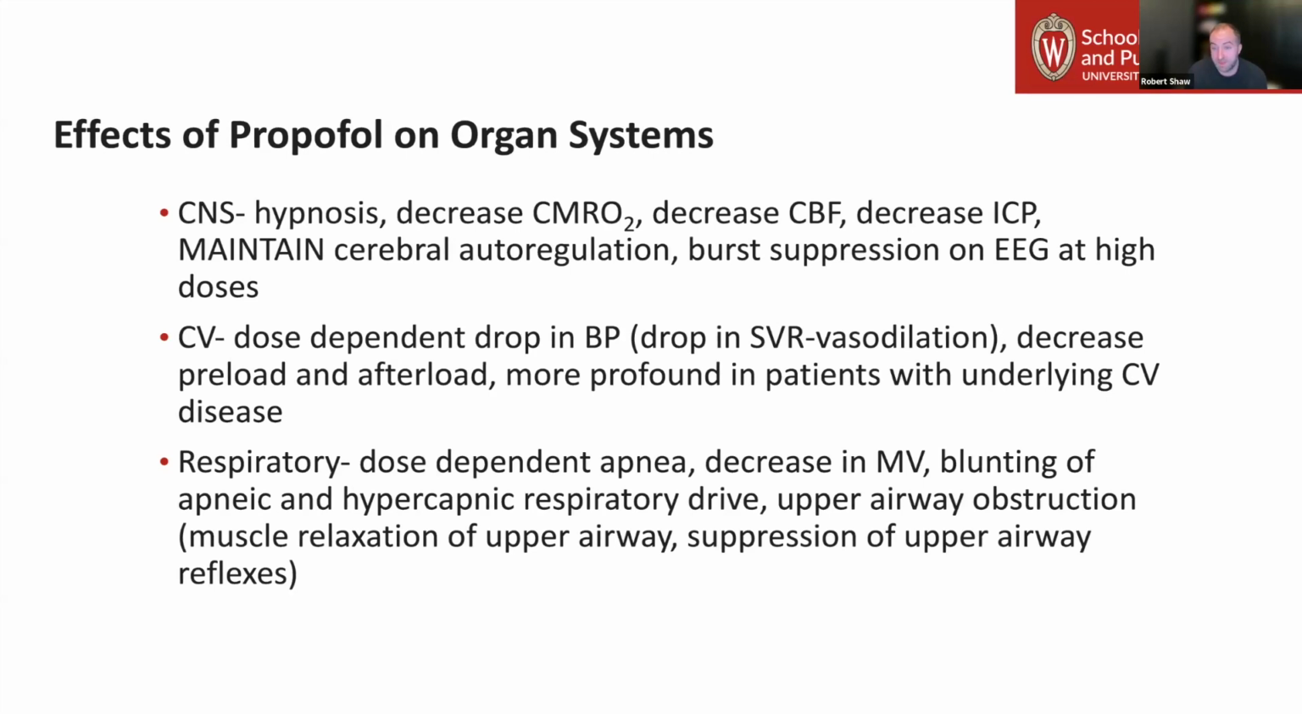Respiratory-wise, there's a dose-dependent apnea, so giving higher doses will be more likely to make a patient apneic. Overall, whatever dose you give, it's going to decrease your minute ventilation. It's going to blunt the responses to hypercapnia and also hypoxia. And it can also cause a pretty profound upper airway obstruction from upper airway muscle relaxation, which is why we need to support the airway with positive pressure ventilation or other forms of support, such as oral airways or jaw thrust.